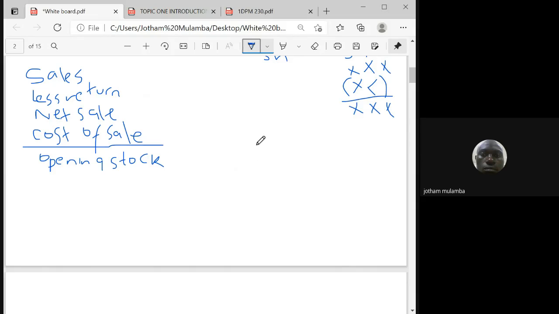Then we'll record on the center column. Then after opening stock, the next item, we add purchases, the other items that we could have added to the business. Add purchases. So purchases, we record them here.